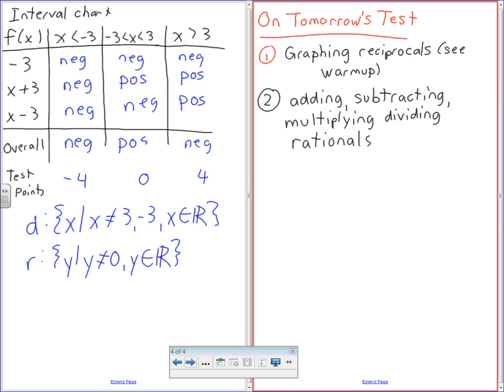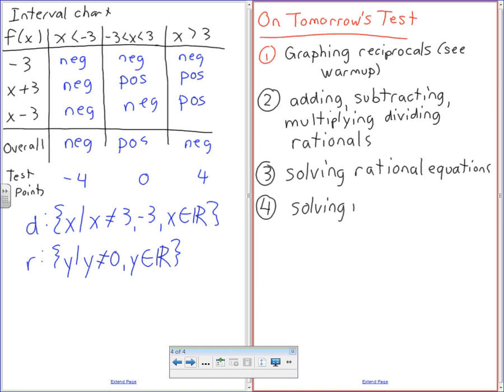Number 3 are going to be solving rational equations. Okay, that's just like number 2, but it says equal 3 on the right-hand side. That's the only difference. Number 4 is going to say solving inequalities. Okay, so that's like the greater than less than stuff. Okay, and there'll also be one with the quadratic there too. I'll put on there.